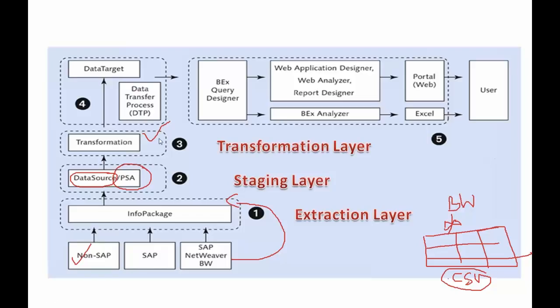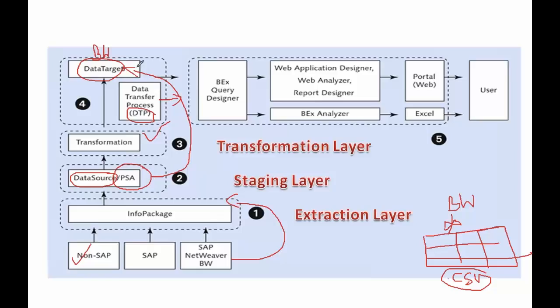Okay, after transformation, what are you doing? I am loading the data into the data target. That is called BW. This is the place where the data comes and is stored in the final stage. That is called the data target. Okay, how are you loading the data from PSA to the data target? By using DTP. What is a DTP? Data Transfer Process. It transfers the data from PSA. PSA stands for Persistent Staging Area. This is a place where the data is stored. It will transfer the data to the data target.